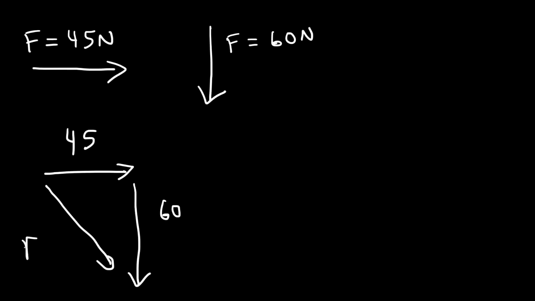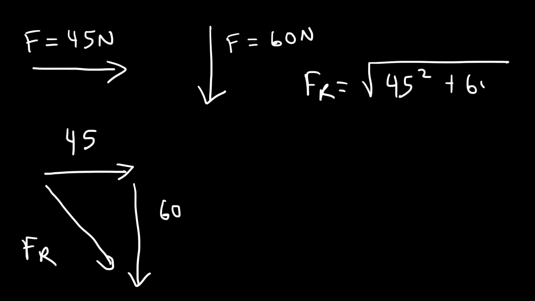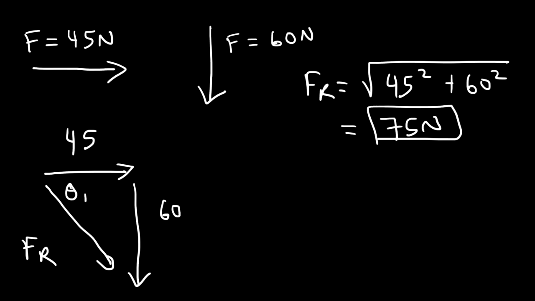So let's find the magnitude of the resultant force vector. So it's going to be the square root of 45 squared plus 60 squared, which is 75 newtons. So that's the magnitude. Now we've got to find the angle. But let's find a reference angle first.